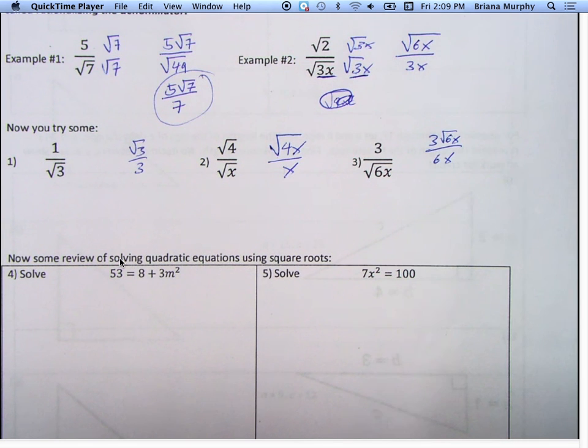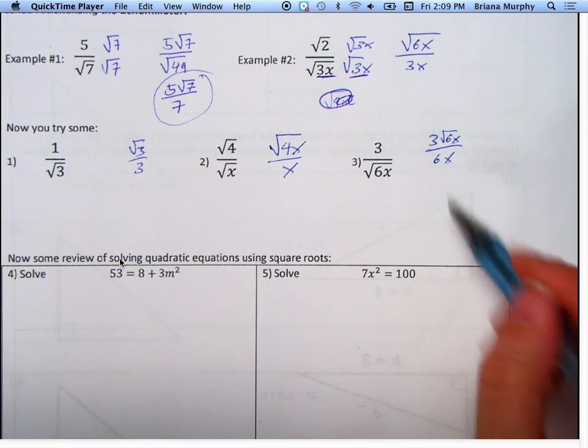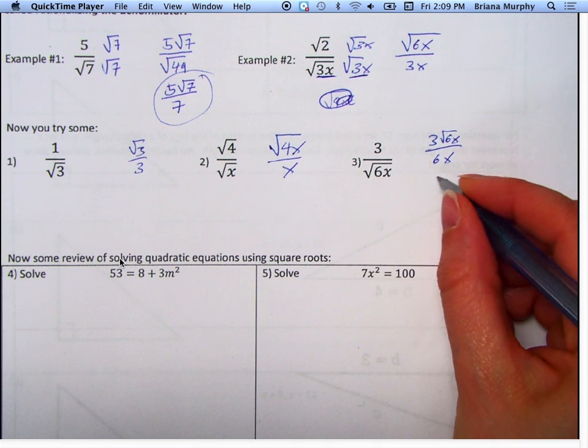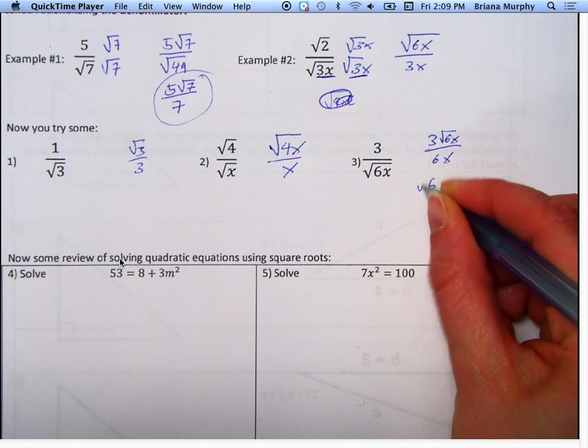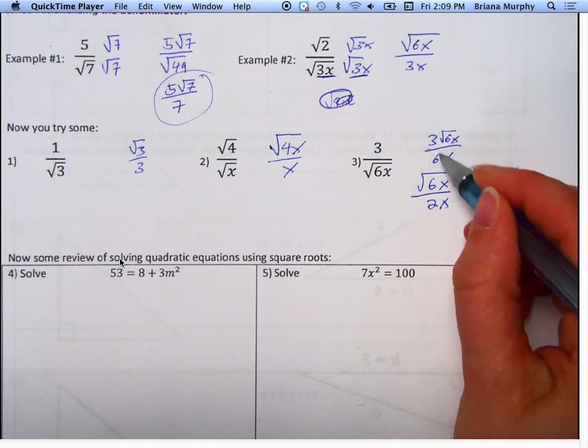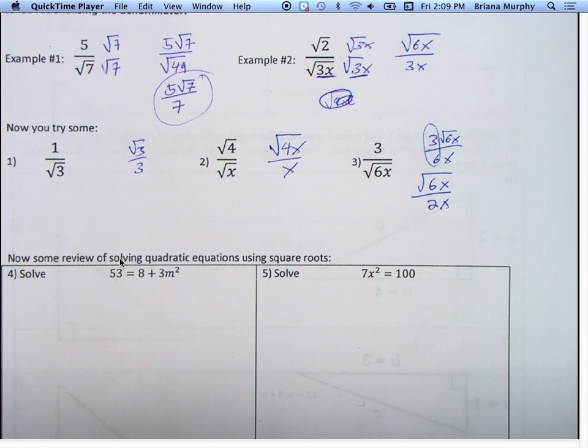But now, 3 and 6? No, they're on the outside. They're not the same, one's inside a square root, one's on the outside, right? Now, can I reduce this? What's 3 over 6 reduced to? So I can get the square root of 6x over 2x. Do you see that, the 3 and 6 over there?